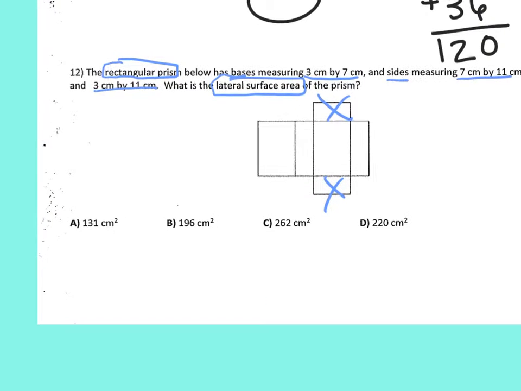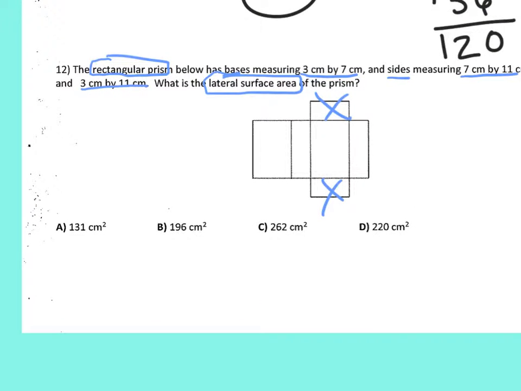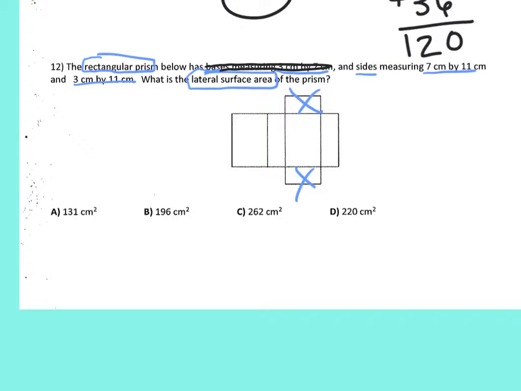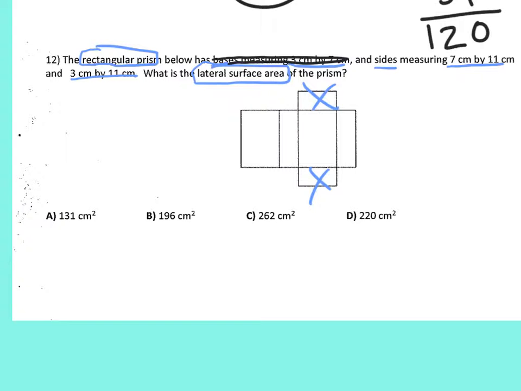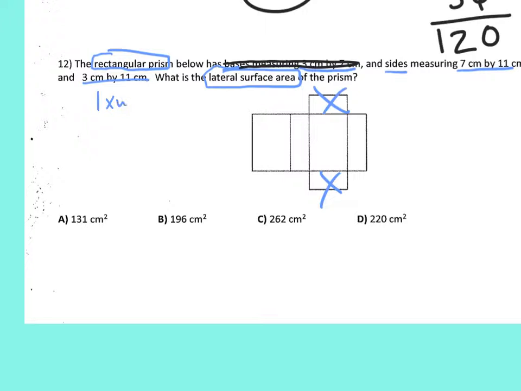So if it says the bases measuring 3 centimeters by 7 centimeters, I'm going to exclude that information because we're looking for lateral surface area. Okay? So then my other side lengths, I've got 7 and 11, 3 and 11. So I'm going to do length times width, 3 times 11, 7 times 11. Okay, and how many of each of those little pieces do we have? 3 times 11, probably the skinny one, right? How many do we have? 2. So once I find that area, 3 times 11 is 33.